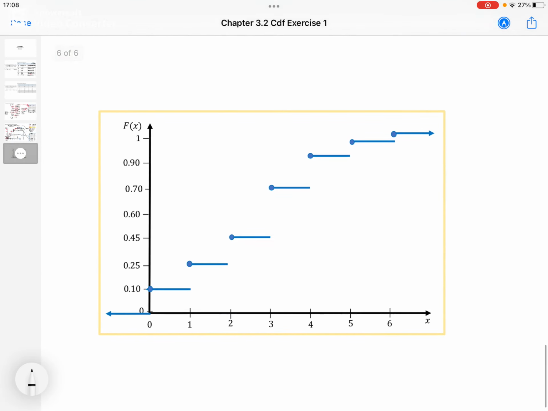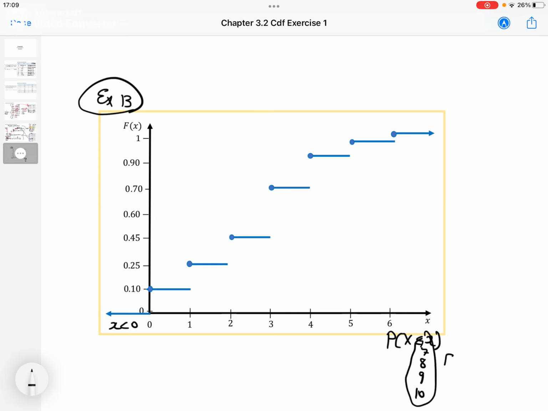All right. Okay, so at the end, for this example of exercise 13, your step function will look like that, where for any x less than 0, we have a probability of 0, and for any x that's greater than 6, whether at most 7, or at most 8, or at most 9, or at most 10, for all of those possible values, F of those values will be equal to 1.